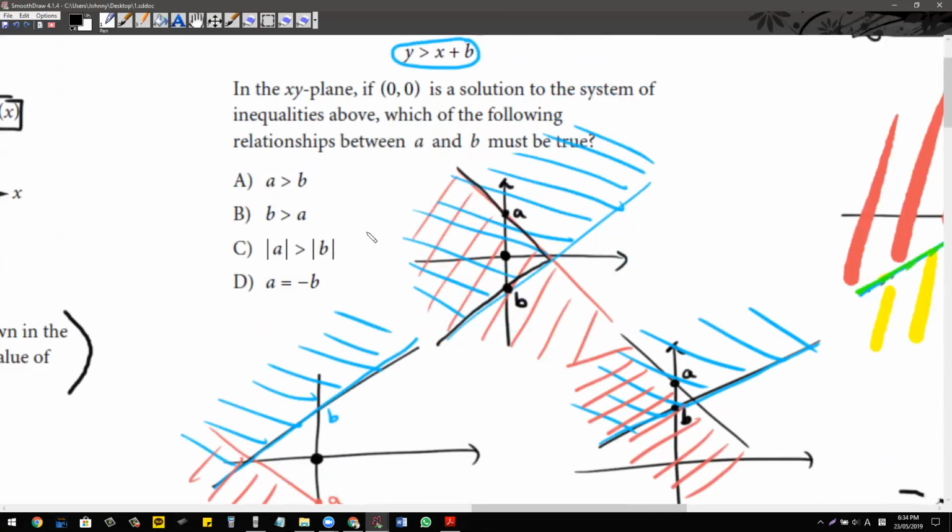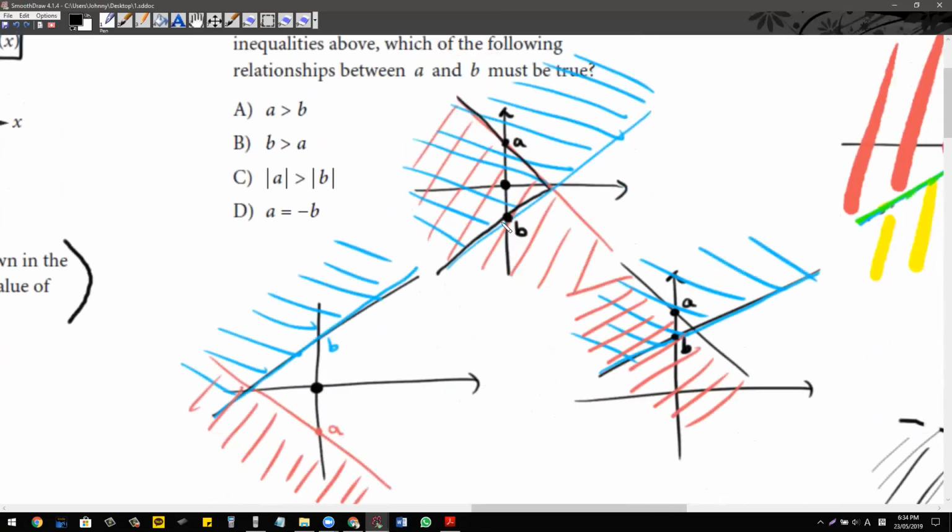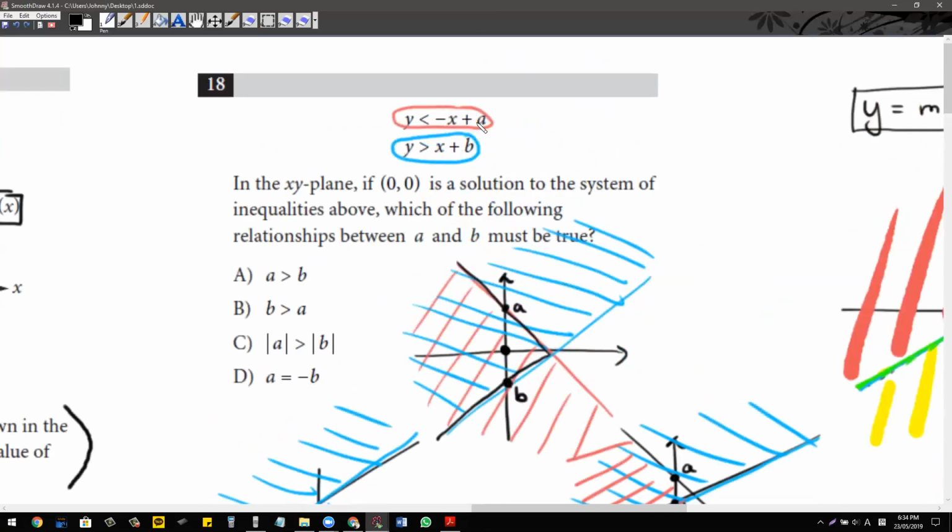I'm not sure, it's a very difficult question. So instead of looking at this, let's actually solve this algebraically instead of graphically, okay? If (0, 0) satisfies both of them, that's what it's saying, plug in (0, 0) here. You see that? It's saying that A must be positive, and B must be negative. That's all.